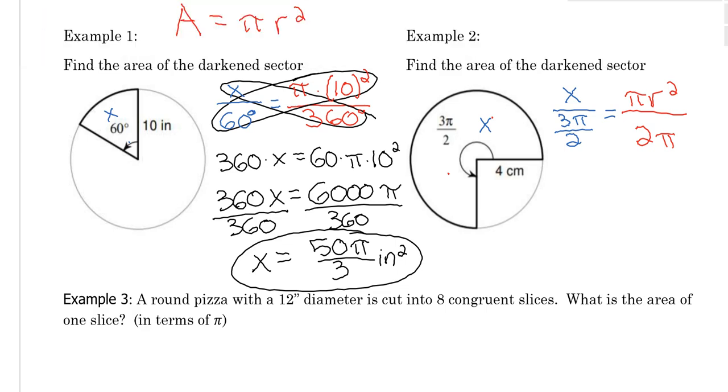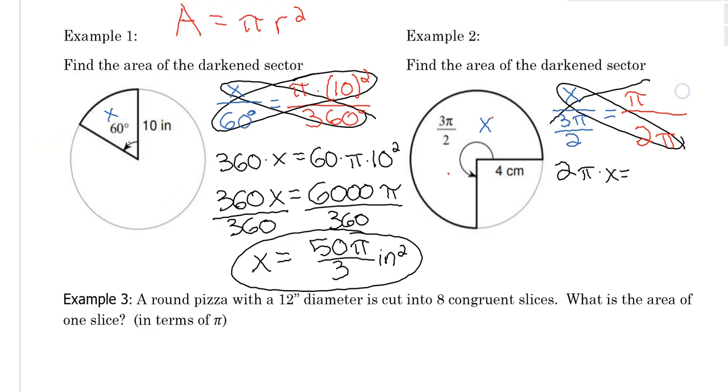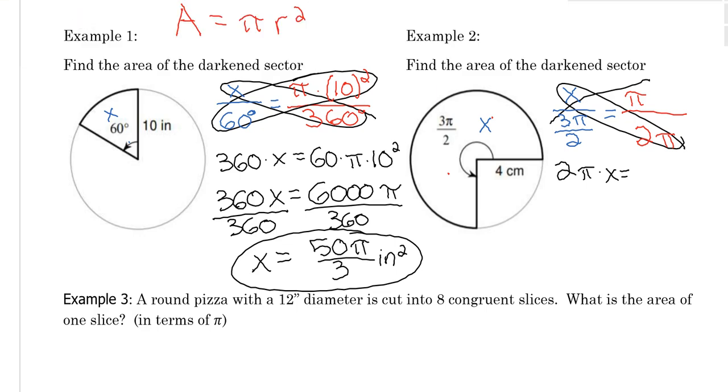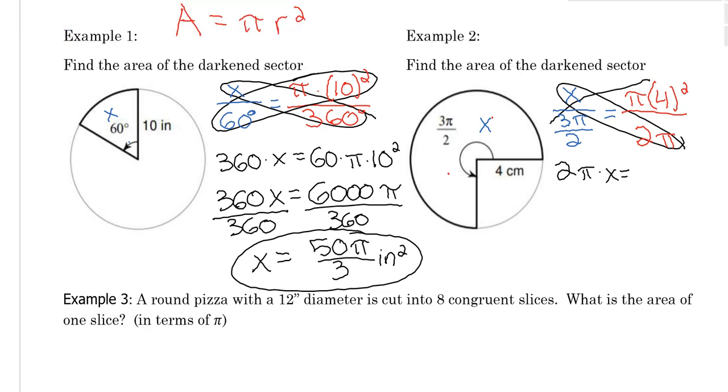So I'm going to cross multiply. So I have 2 pi times x equals, ooh, I didn't actually put r in. Sorry, guys. Let's go back and fix that. Instead of just r squared, we're going to write r as 4, 4 squared. Okay. So sorry. Make sure you actually put what your radius is in for r.